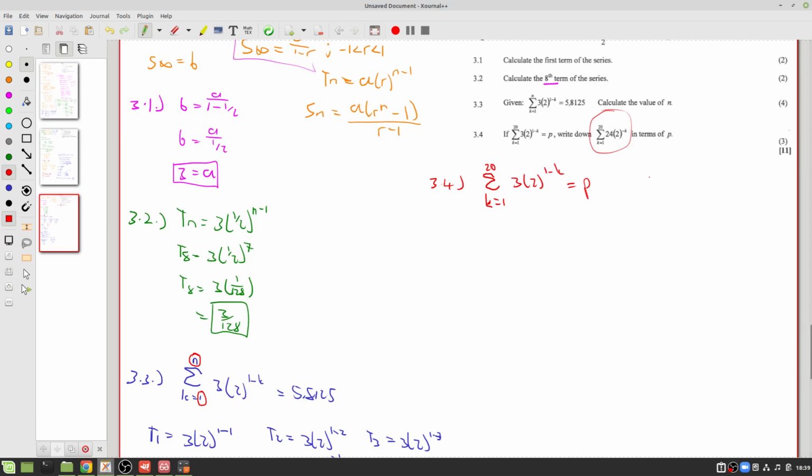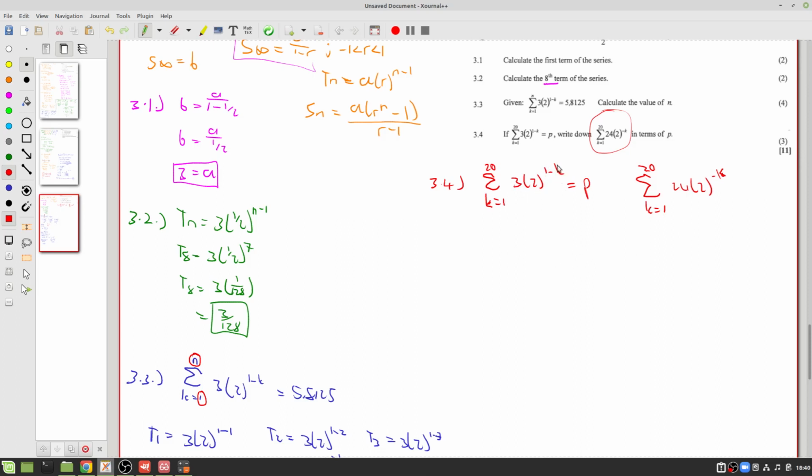So that thing is the sum from k equals 1 to 20 of 24 times 2 to the power negative k. Okay, so we can see there's some similarities. That gives us a clue that we want to see how they can be very similar. How can we make them look like each other, but maybe just a multiple of each other, right? That's usually the kind of thing we're looking for.